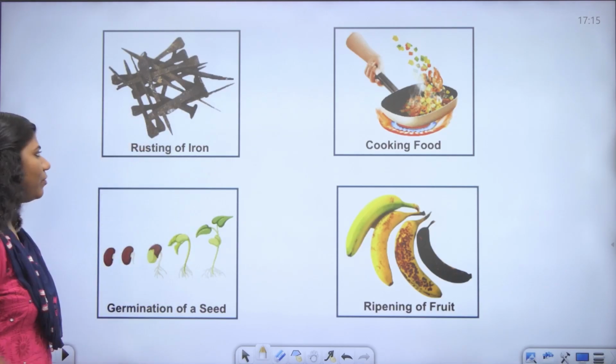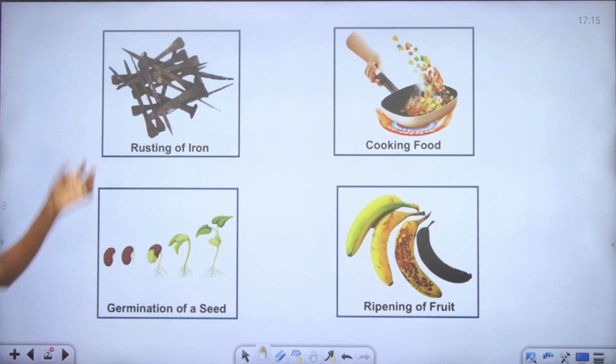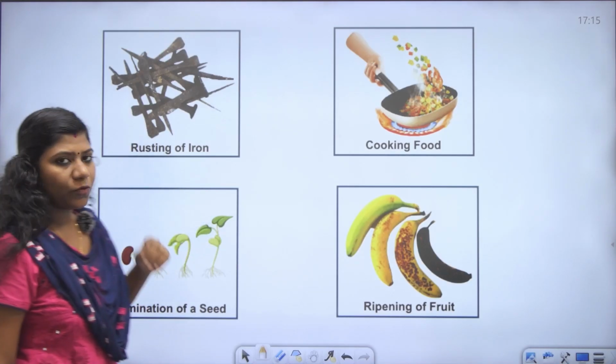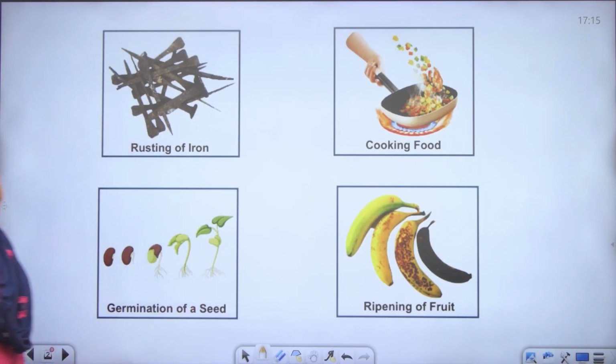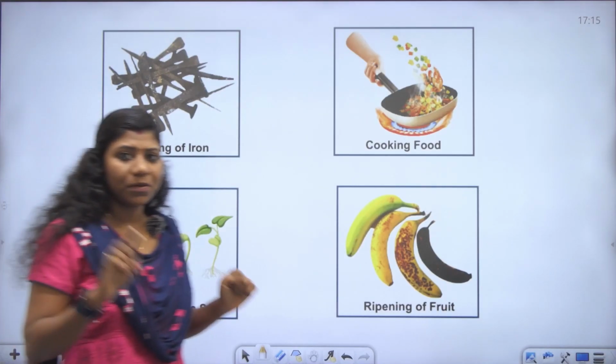These are some examples of chemical changes: roasting of iron, cooking food, germination of seed, ripening of fruits. We know what chemical changes and physical changes are. A chemical change is a permanent change and a physical change is a temporary change. Roasting of iron is a permanent change. Iron changes to rust.